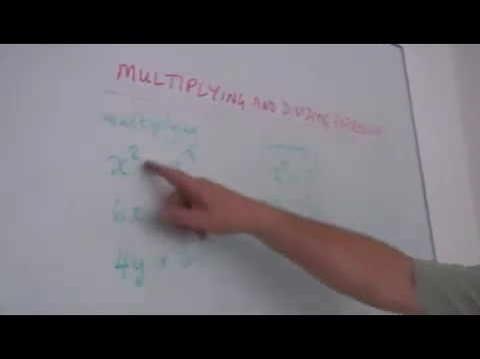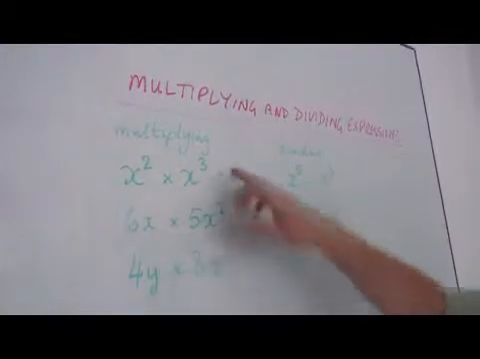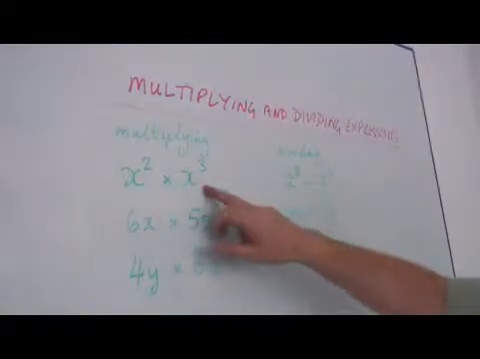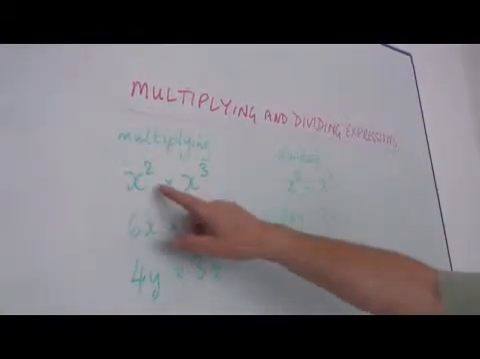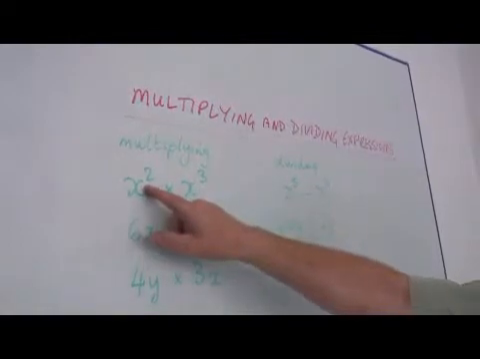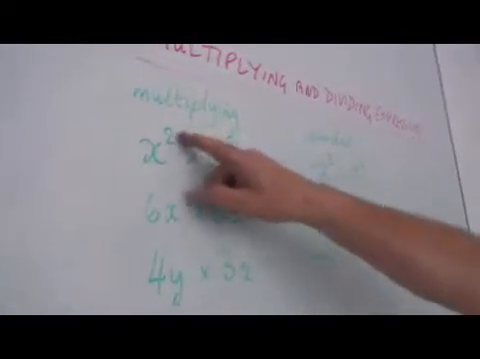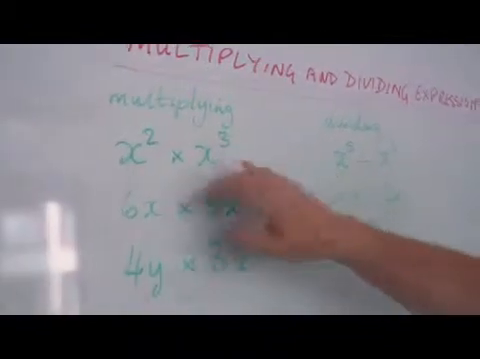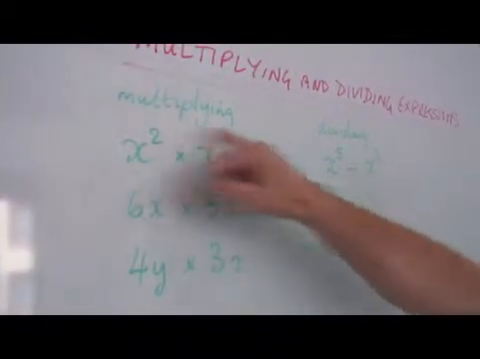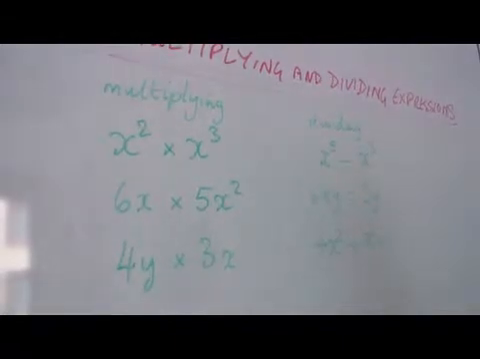First of all, multiplying. We have two expressions here, x squared and x cubed. We want to multiply those two expressions together. Because x squared is x times x and x cubed is x times x times x, we call these numbers indices, and we can multiply these together by adding the indices.